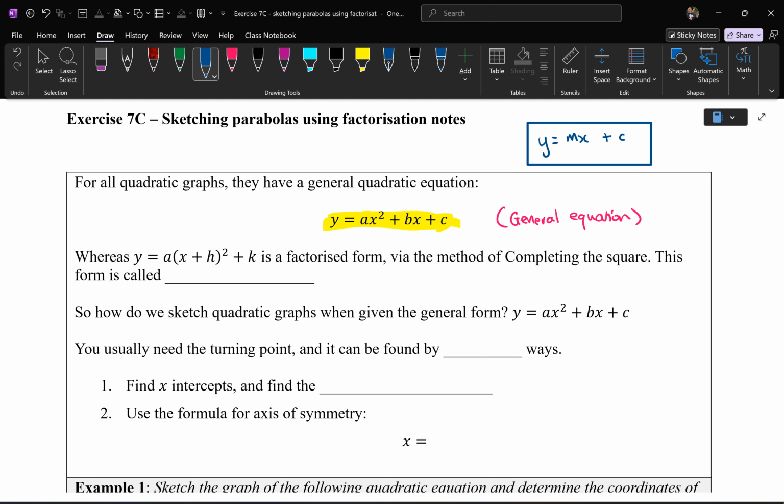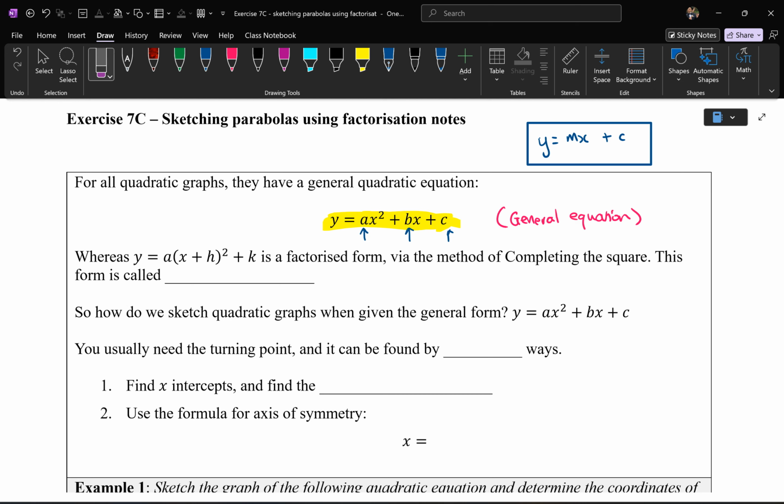Then for quadratics, it is ax squared plus bx plus c. So this means no matter what these parameters a, b, and c are, if you replace them with any number you like, whether it's negative, fraction, surd, if you keep it as a coefficient of x squared plus a coefficient of x, and then a constant term, you will get a parabolic shape. That's why it's called the general equation.